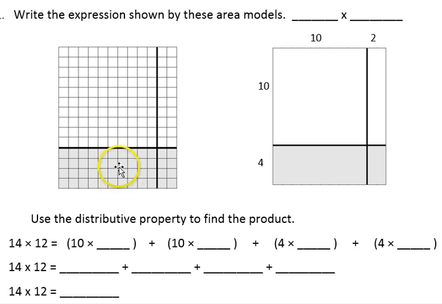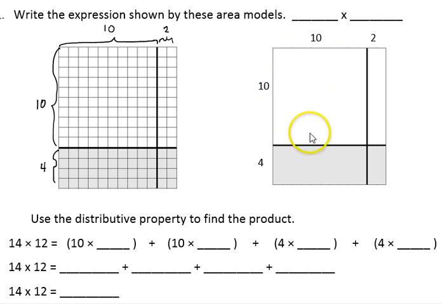So I have one rectangle that shows all the squares that make up the rectangle. The second rectangle is just showing the dimensions of the sides, and we'll see how those are related. If I look back at my first rectangle, across the top here I see 10 columns and another section of 2 columns. Along the side there are 10 rows and another section of 4 rows. So you can see how the first rectangle is related to the second rectangle.